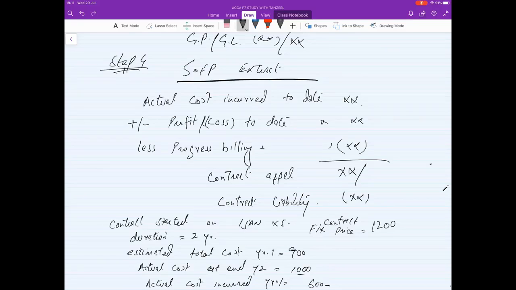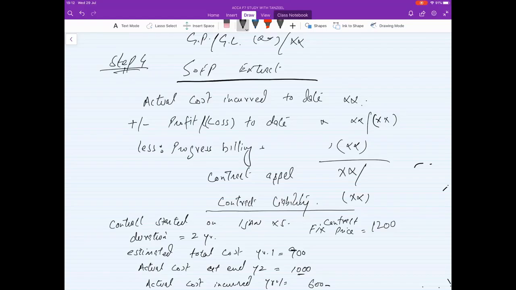So the formula is fixed for every question. Actual cost incurred to date, how much cost you have actually incurred, add this. If you are having a profit, add the profit. If you are having a loss, minus the loss. And then minus progress billing. It means how much you have already received.